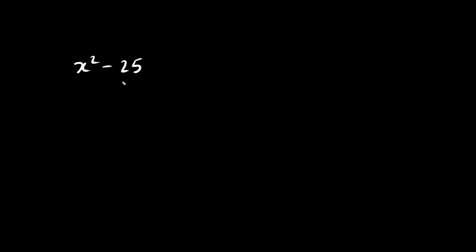Let's factor x squared minus 25. We factor using difference of squares. x times x becomes x squared, and we write plus and minus. What times what is 25? It's going to be 5 and 5.